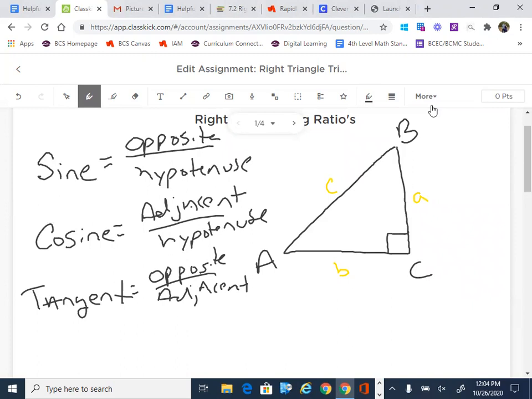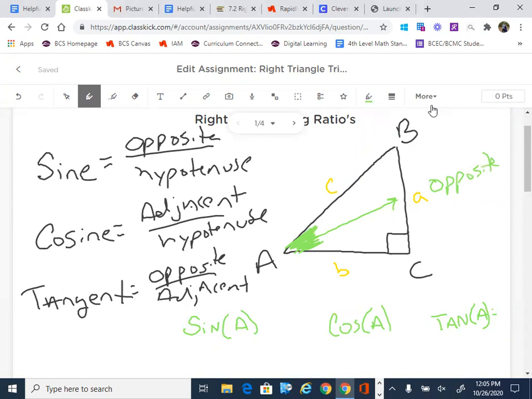So let's go ahead and work with angle A. I want to find sine of A, cosine of A, and tangent of A. Now, the first thing we do is find the angle that we're going to reference. I'm going to say it is right here, which is angle A. Once we've identified the angle we're starting at, we can identify the sides to that angle. So opposite means clear across on the other side of the triangle, and adjacent means right next to.